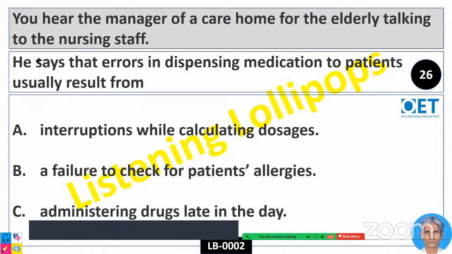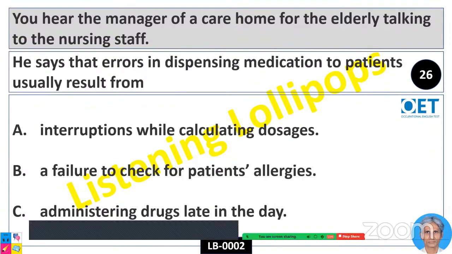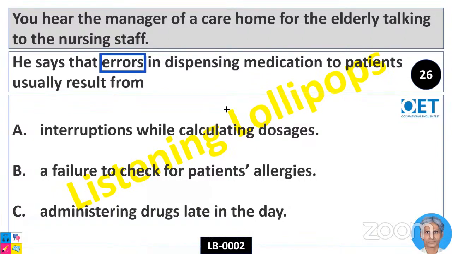It's a meeting. He says that errors means problems. Errors in dispensing medication to patients usually result from. This is a cause and effect relationship. Errors from what? What is the cause? Result from means cause.